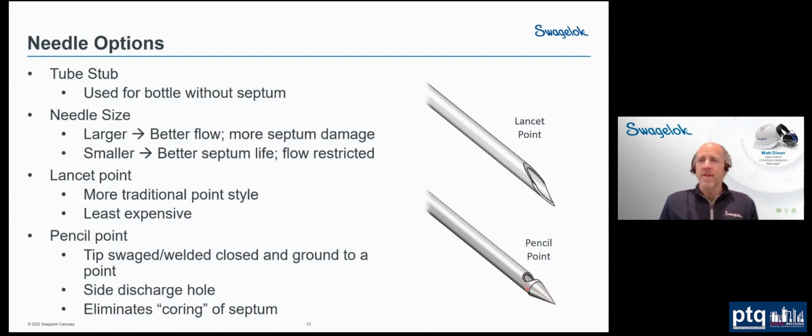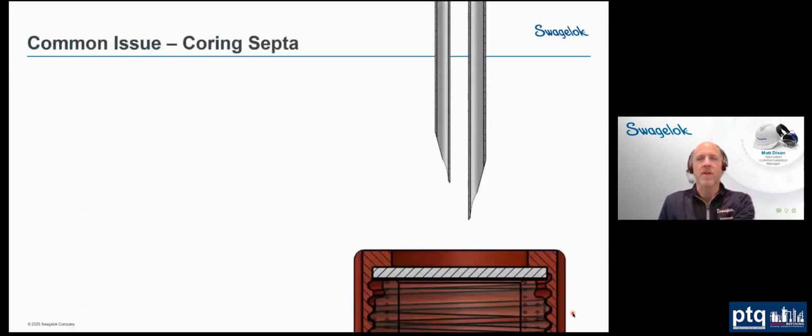Now, an alternative is a pencil point needle. With a pencil point, you're actually swaging the end of that needle closed and then grinding it to a point. And then you actually grind a side discharge hole into the side of the needle. Now, this actually eliminates the coring problem that I just talked about. So let's talk about what that coring actually is.